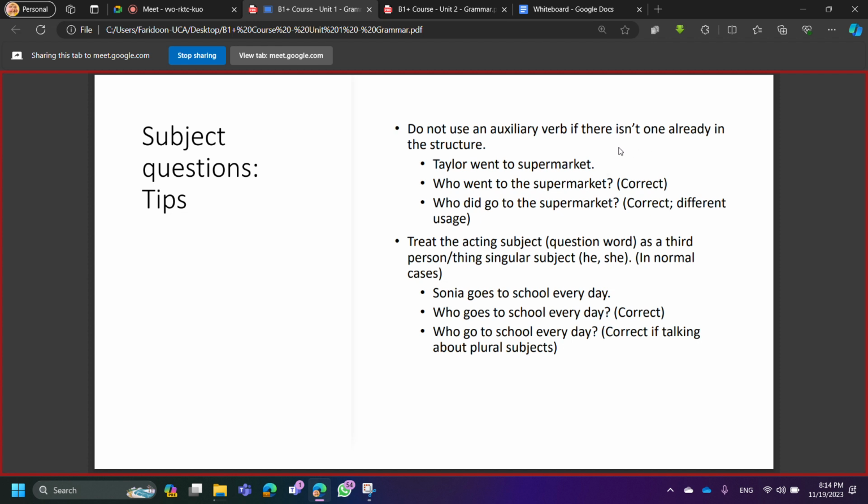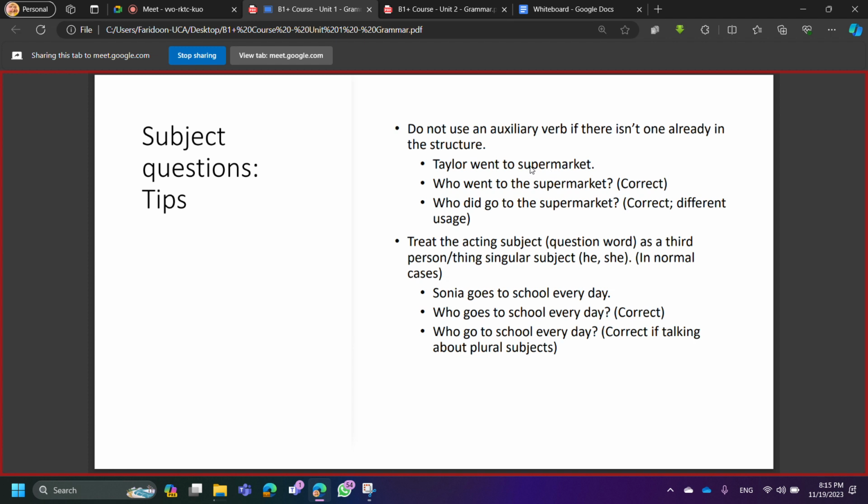Why am I saying that, if the structure already doesn't have it? Because some tenses have auxiliary verbs even in normal statements and positive statements. For instance, it can be the present perfect. Taylor has gone to the supermarket. When you make it a subject question, you still have has. You still have the helping verb. Okay, so you just say who has gone to the supermarket instead of Taylor has gone to the supermarket.